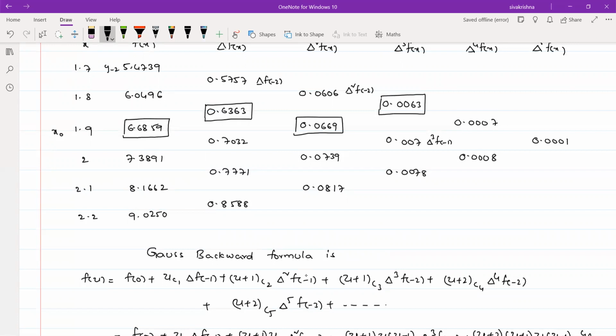After that delta power 4 f of minus 2. The first value in the fourth difference is delta power 4 f of minus 2, and then delta power 5 f of minus 3. In the table we do not have the value of delta power 5 f of minus 3. This is the value of delta power 5 f of minus 2 only, but we do not have delta power 5 f of minus 3 in the given table. So we have to write up to the fourth difference only. Now we have to draw the arrow marks in order to identify the values easily.